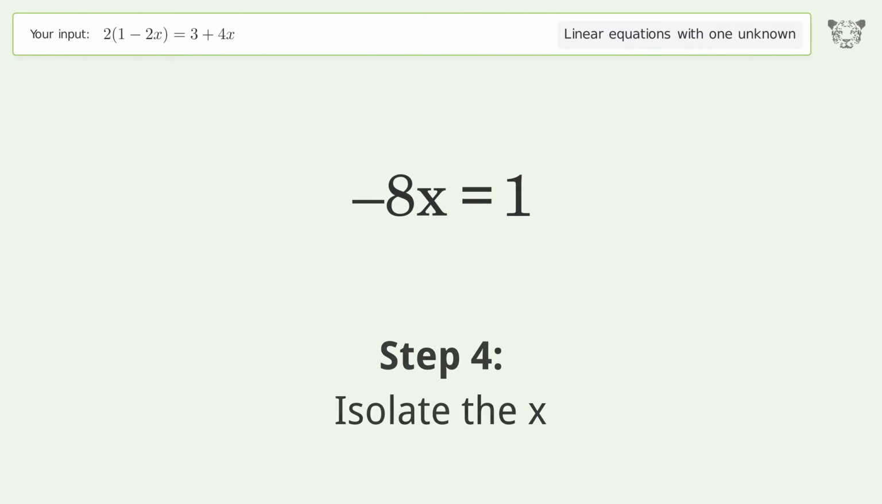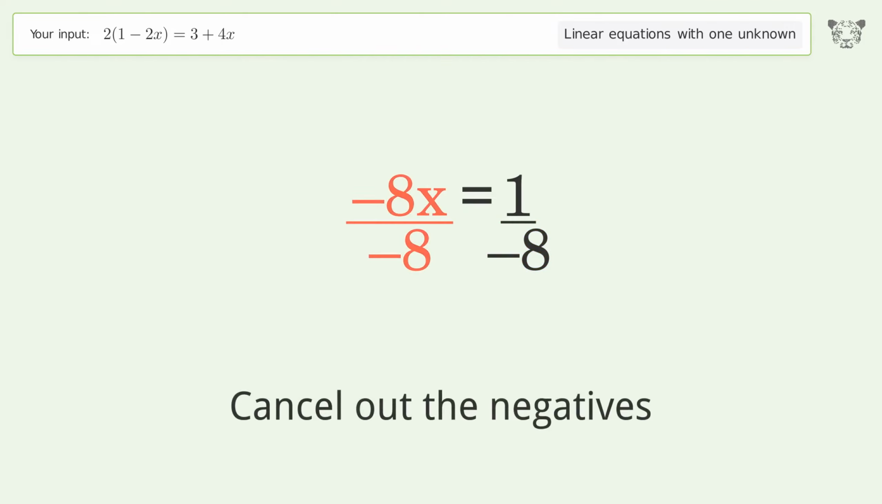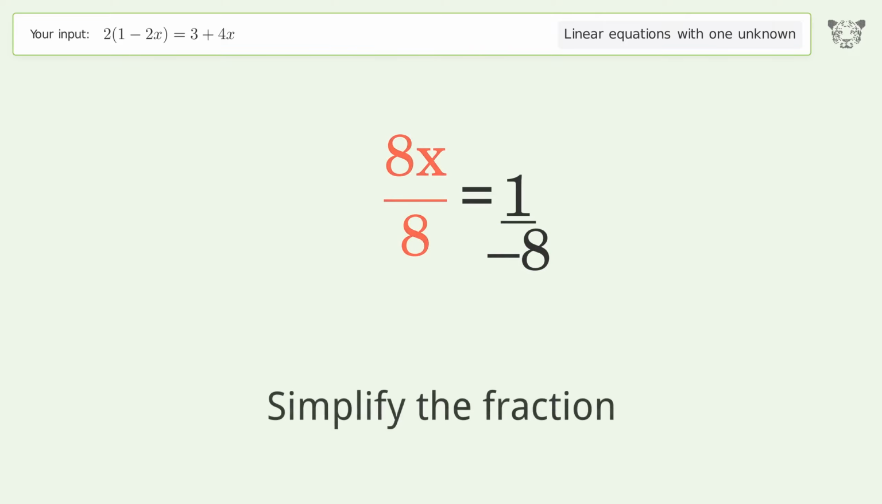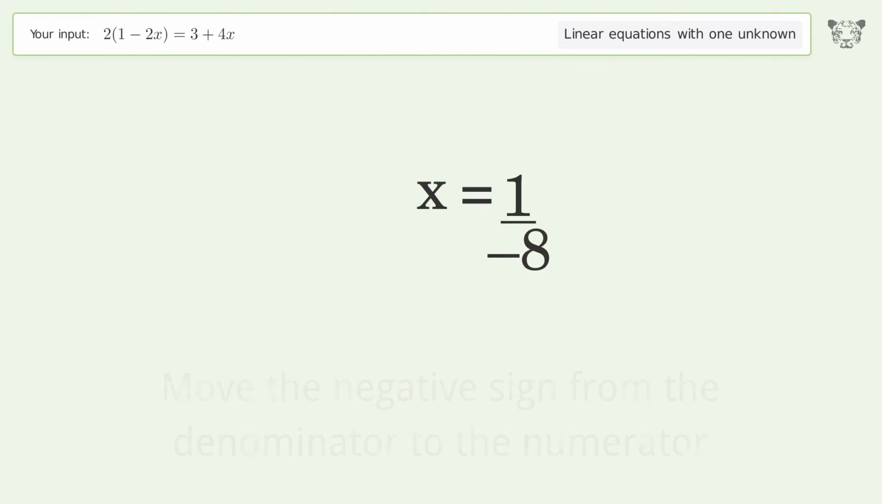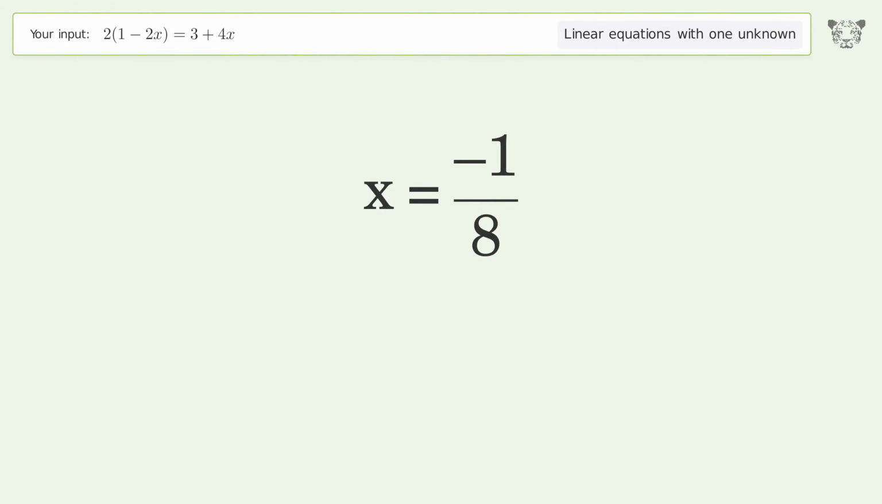Isolate the x. Divide both sides by -8. Cancel out the negatives. Simplify the fraction. Move the negative sign from the denominator to the numerator. And so the final result is x equals -1/8.